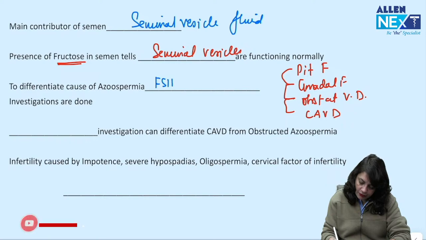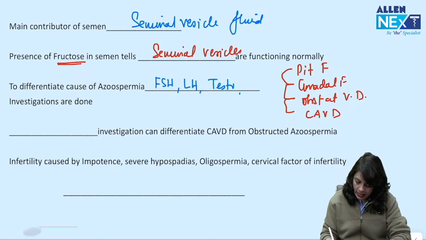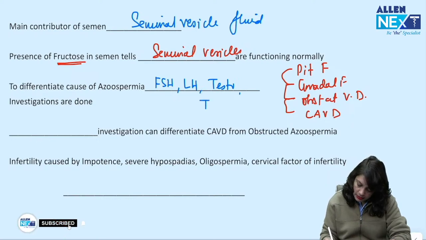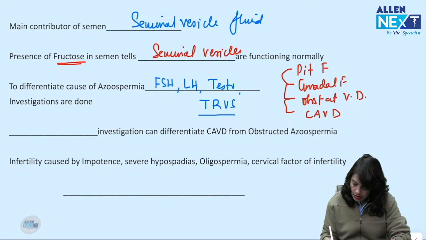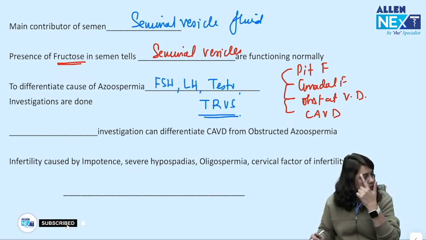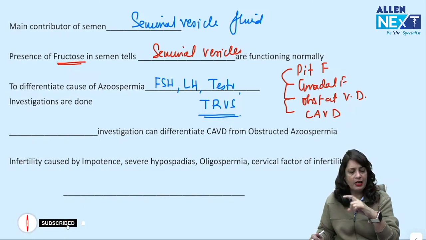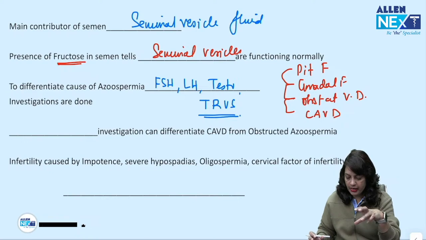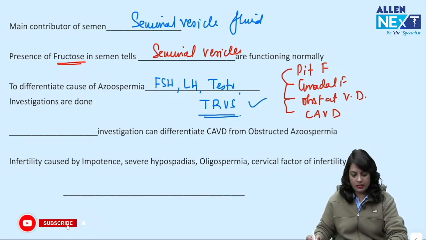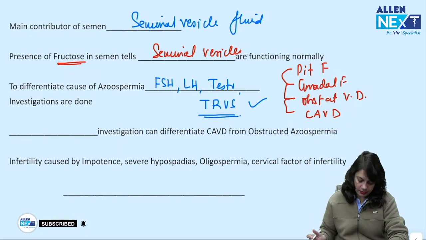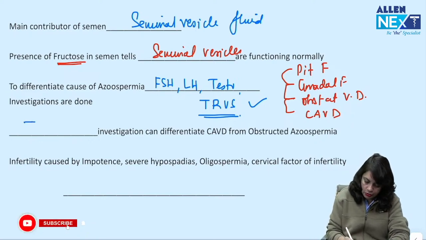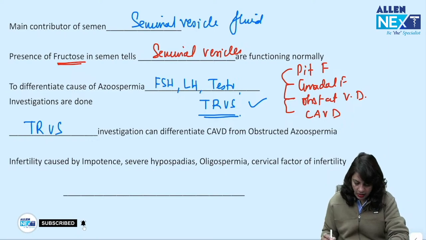I would like to get FSH, LH, and testosterone done, as well as a transrectal ultrasound to find out whether it is obstruction at the level of the vas deferens or congenital absence of bilateral vas deferens. To differentiate, transrectal ultrasound is a very important investigation. Next, this investigation can differentiate congenital absence of vas deferens and obstructive azoospermia, that is transrectal ultrasound.